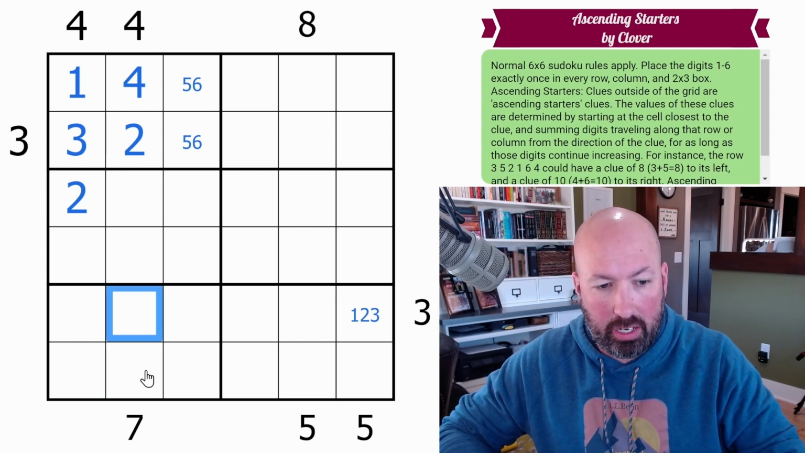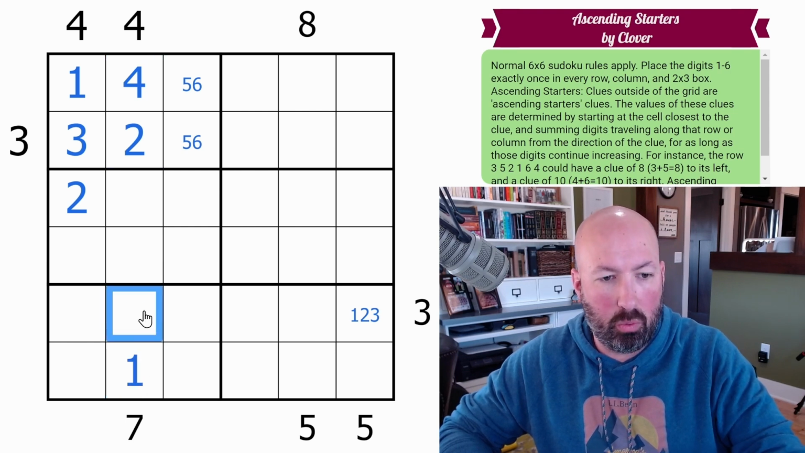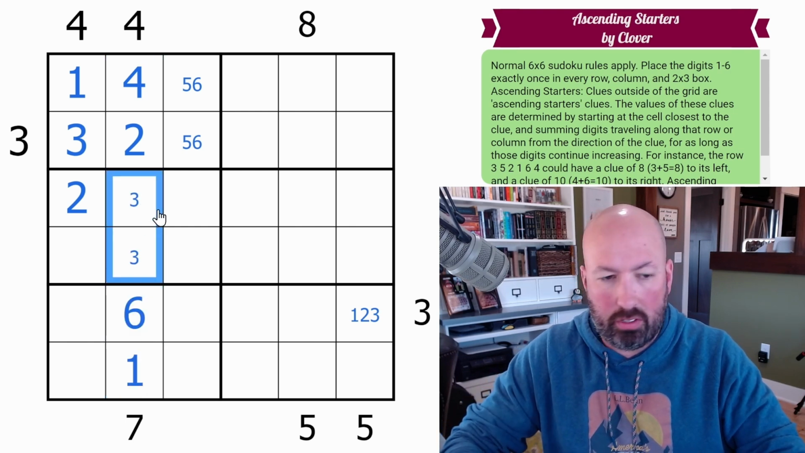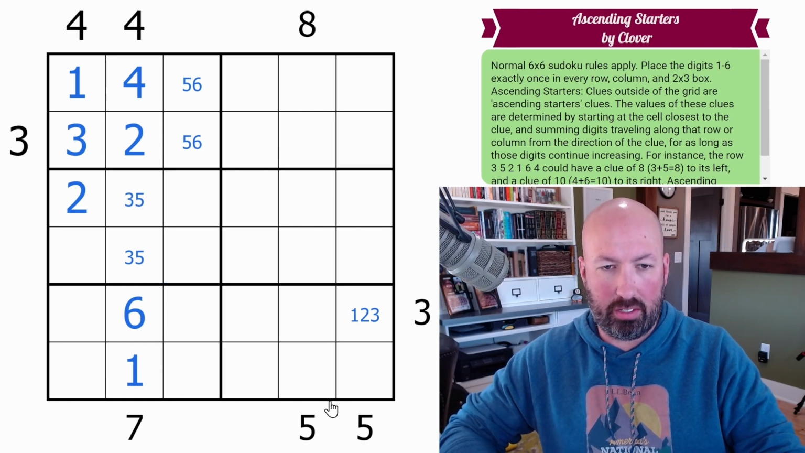So it could be 1, 6. It can't be 2, 5, and it can't be 3, 4, because we've already got the 2 and 4 up here. So this is a 1, 6, which gives us 3 and 5 there. I guess I don't know how much I need to pencil mark. Maybe I should just wait and see if we need them.